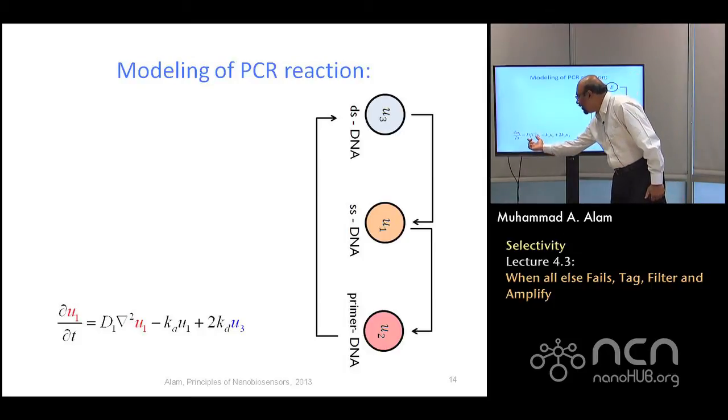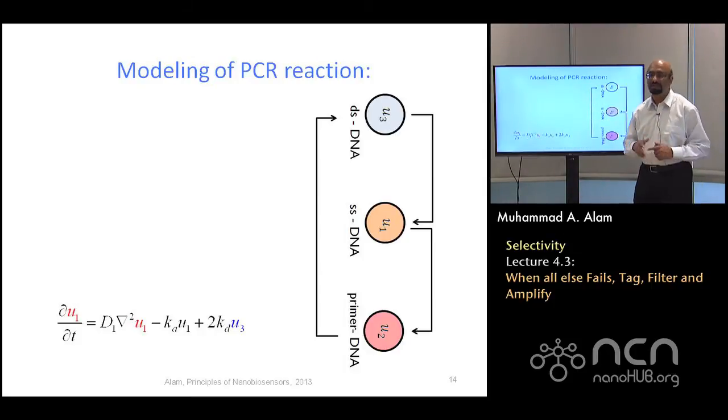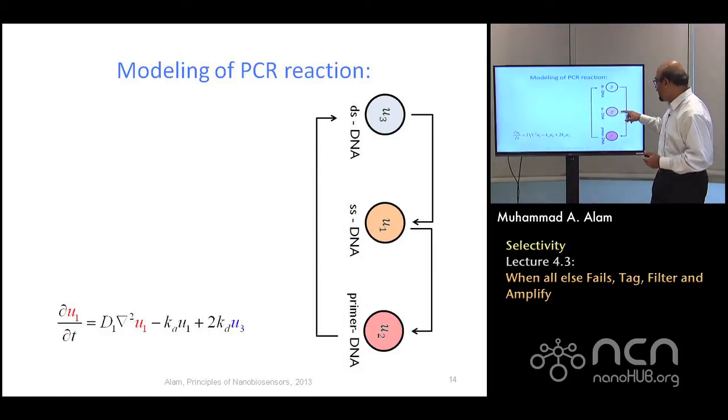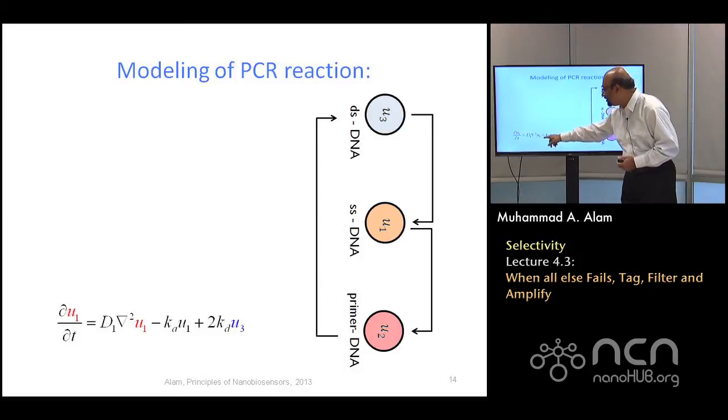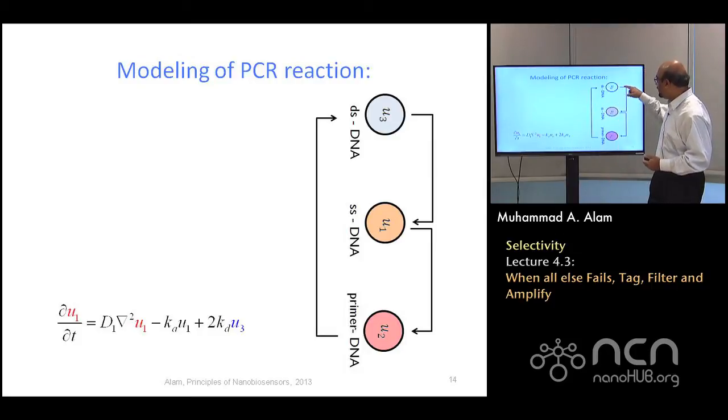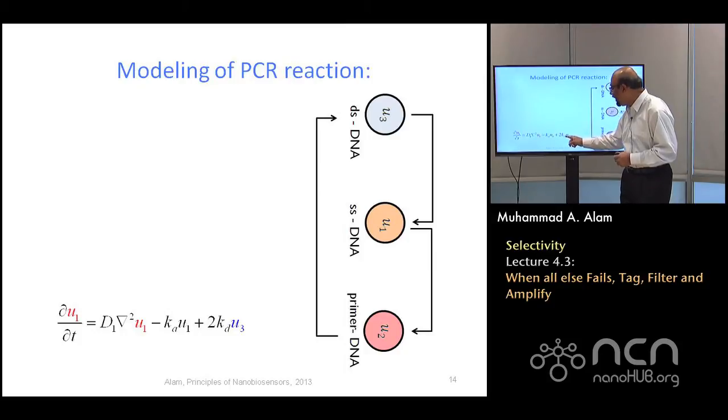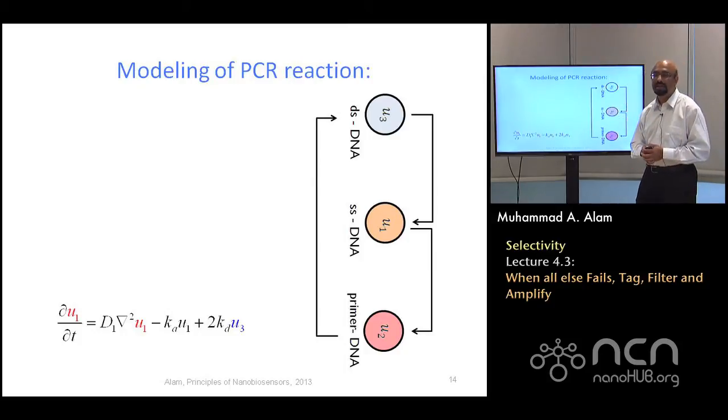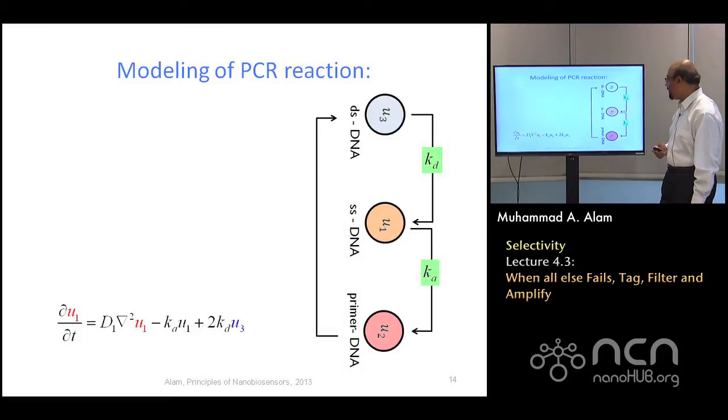The first term on the right is the diffusion. So the molecules are diffusing around. They may or may not have yet met with the primers. And KA U1 is the rate at which it is meeting the primers, so they are no longer single-stranded DNA. That's why they are leaving the concentration U1. And at the same time, a certain number may, at that temperature, double-stranded DNA may break into 2 pieces, so that gives you 2 KD U3, the rate at which single-stranded DNA are being generated. Alright, and the rate constants are KD and KA.